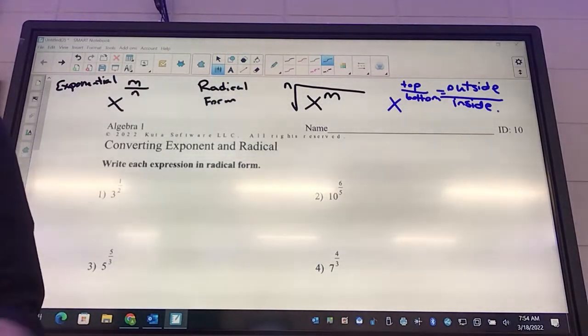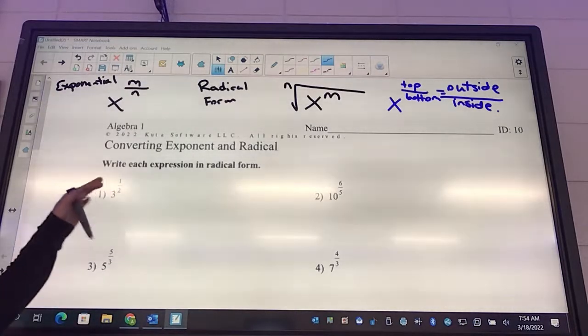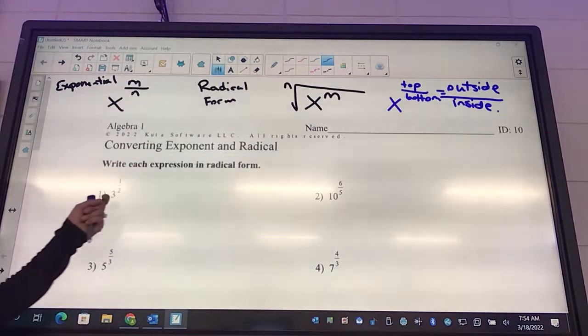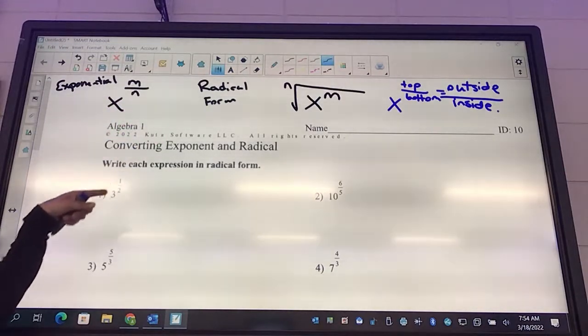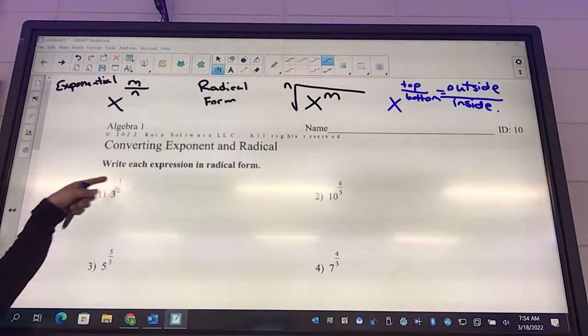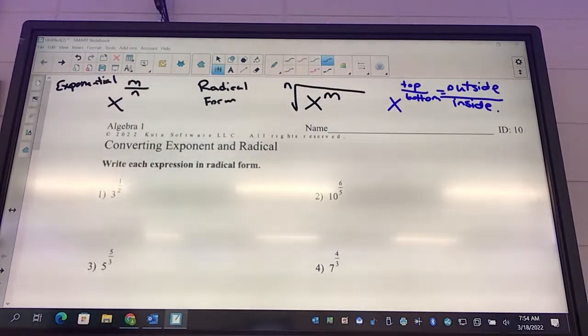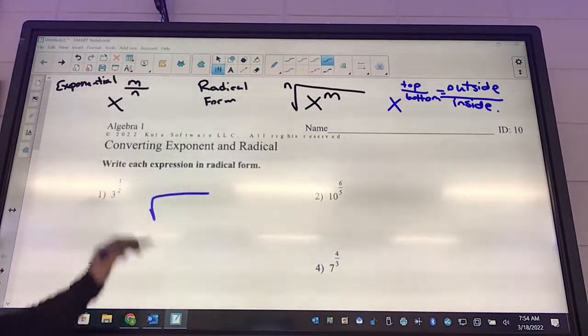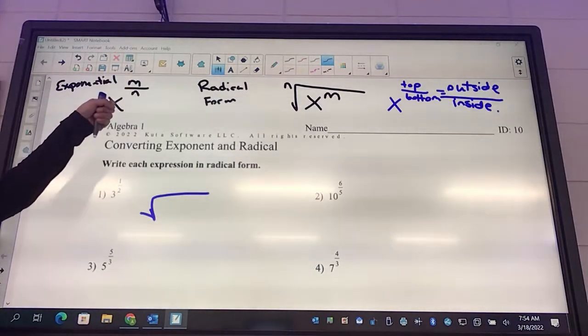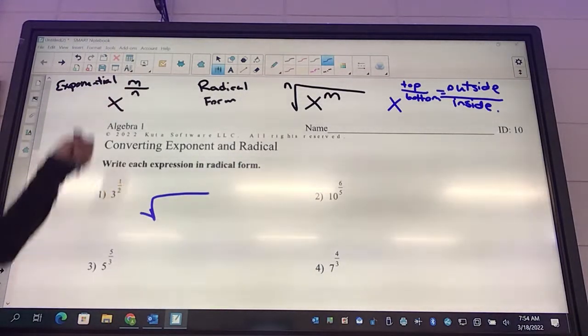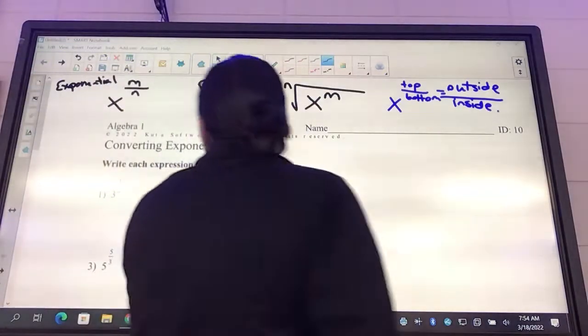So if we look at number 1, it says write each expression in radical form. What form is this in? Exponential or radical? It's in exponential, right? It has an exponent. So that lets you know you're going to need a radical. And instead of the x, what is our big number? 3. So that's definitely going to go here on the inside.